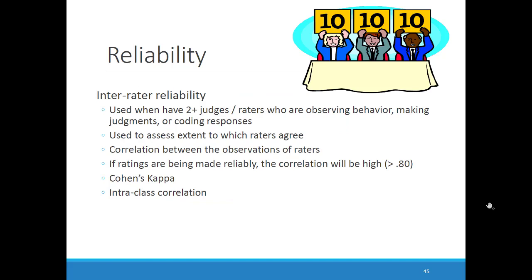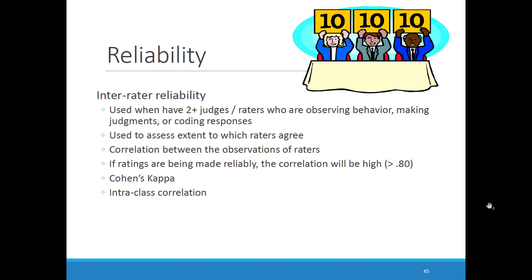Inter-rater reliability is used when you have two or more judges or raters who are observing behavior, making judgments, or coding responses to a survey. These are used to assess the extent to which raters agree on something. And many of you may have experienced this before. So if any of you have had an interview where you've had more than one person in your interview, then inter-rater reliability may have been a concern.